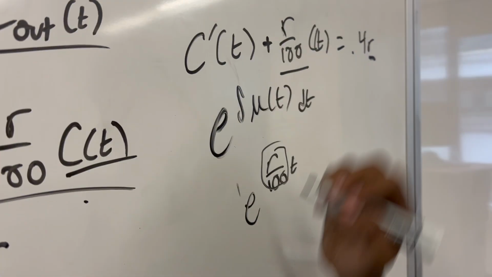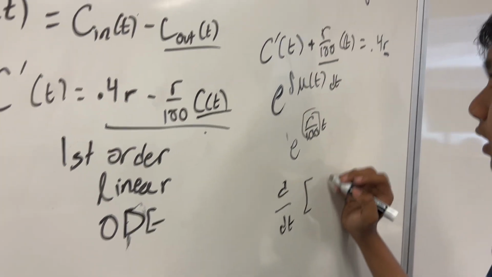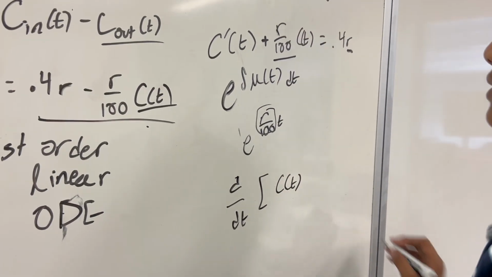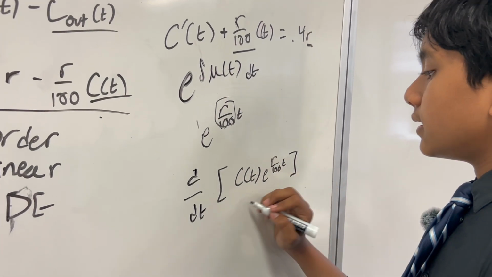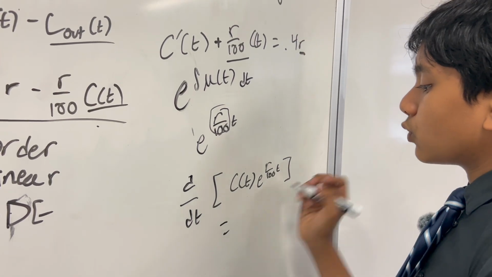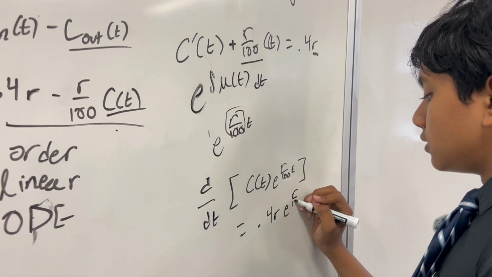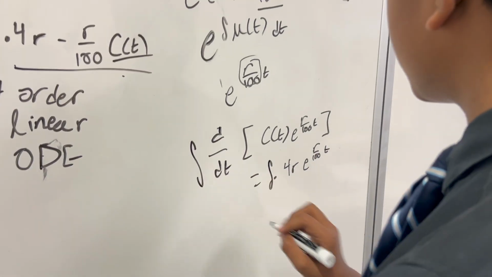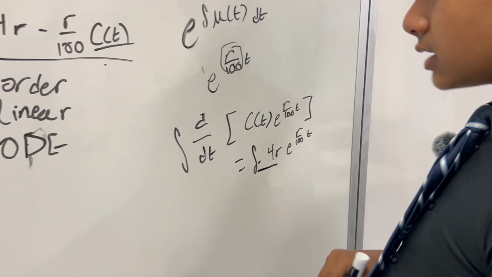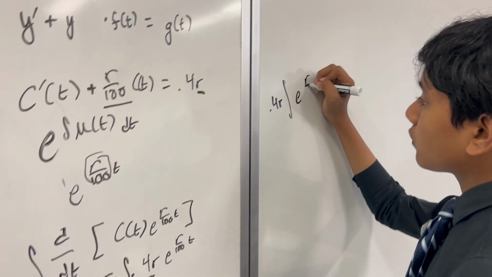So we just get d/dt of c of t times e to the R over 100 t is equivalent to 0.4R multiplied by e to the R over 100 t. Now we just take the integral of both sides. Notice that since this is a constant, we just take it out. So we get 0.4R times e to the R over 100 t.